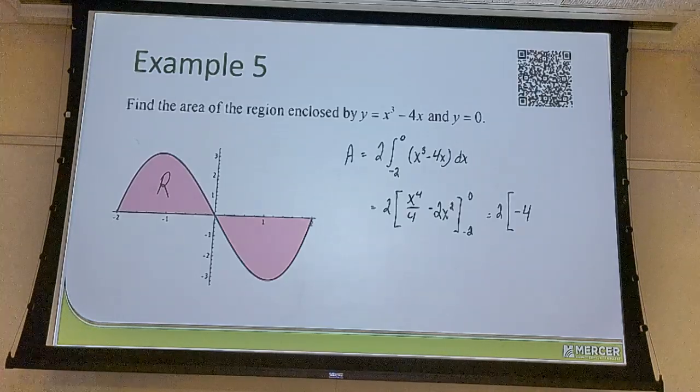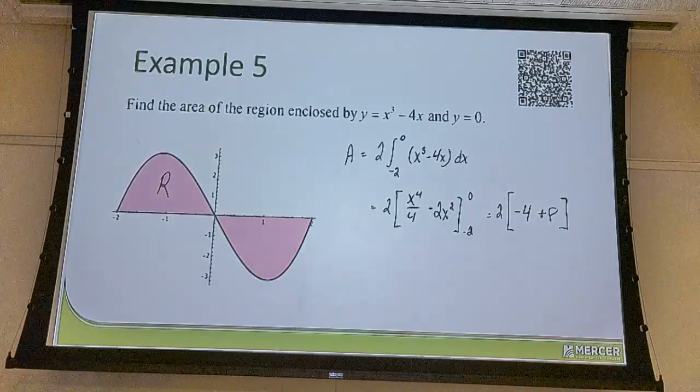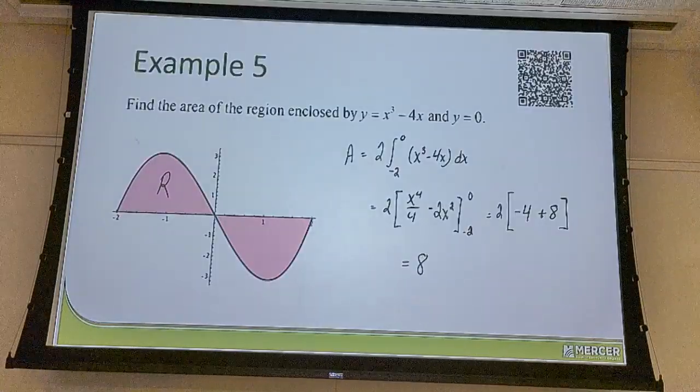Times 2. Negative 4 times negative 2 is plus 8. What does that equal? 4, then times 2, so the area is 8. Our total area is 8. That's how you find area between curves. And we can get really funky with it.